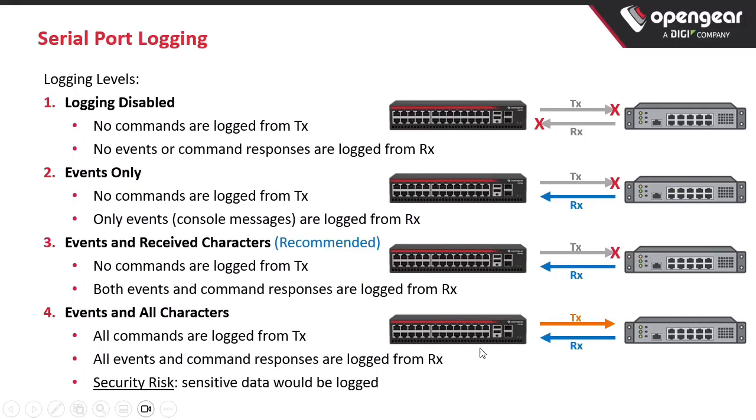So the way the logging can work, by default logging is disabled, so both the TX stream and the RX stream logging is off. You can log for events only, so the TX stream is blocked, but the RX stream, we would log just console messages, so things that are produced by this device when a user is not in session. Now, I strongly recommend you enable events and received characters.